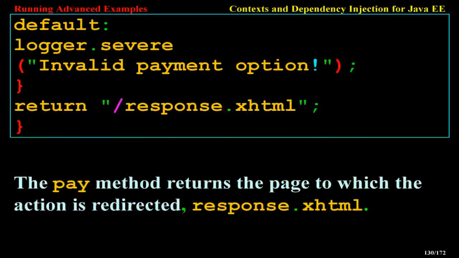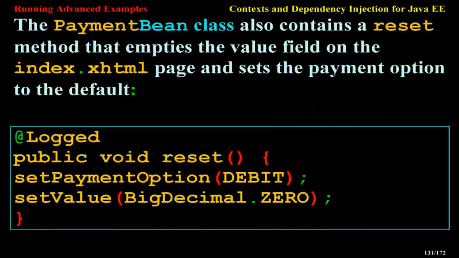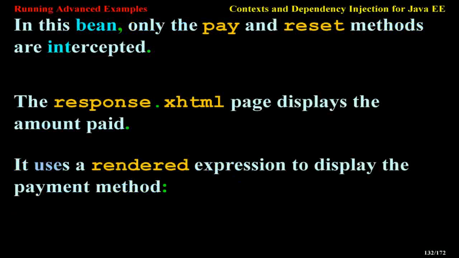response.xhtml. The PaymentBean class also contains a reset method that empties the value field on the index.xhtml page and sets the payment option to the default. @Logged public void reset() { setPaymentOption(DEBIT); setValue(BigDecimal.ZERO); } In this bean, only the pay and reset methods are intercepted.